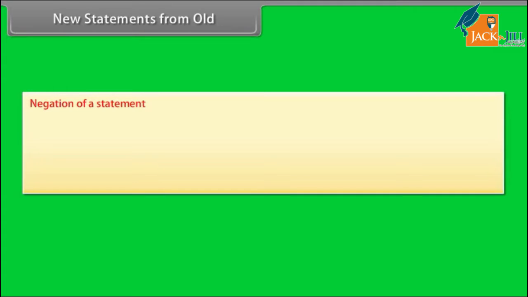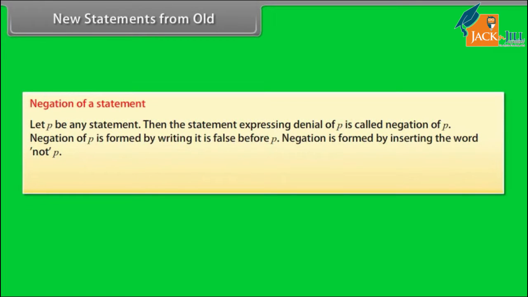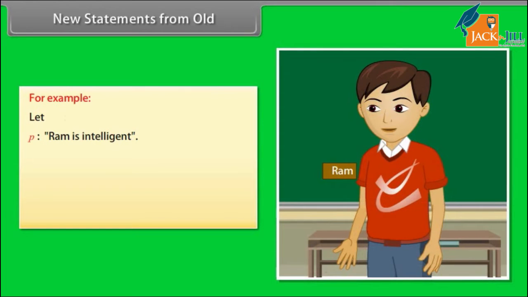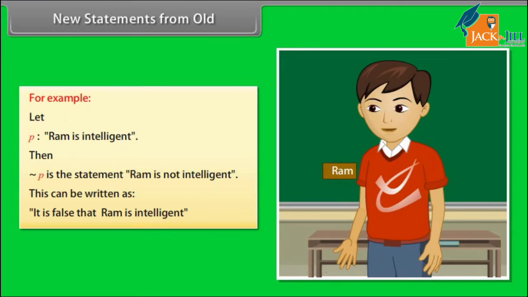New statements from old. Negation of a statement. Let P be any statement. Then the statement expressing denial of P is called negation of P. Negation of P is formed by writing "it is false" before P. Negation is formed by inserting the word "not P." Negation of statement P is denoted as "not P." For example, let P be the statement "Ram is intelligent." Then, "not P" is the statement "Ram is not intelligent," or "it is false that Ram is intelligent."